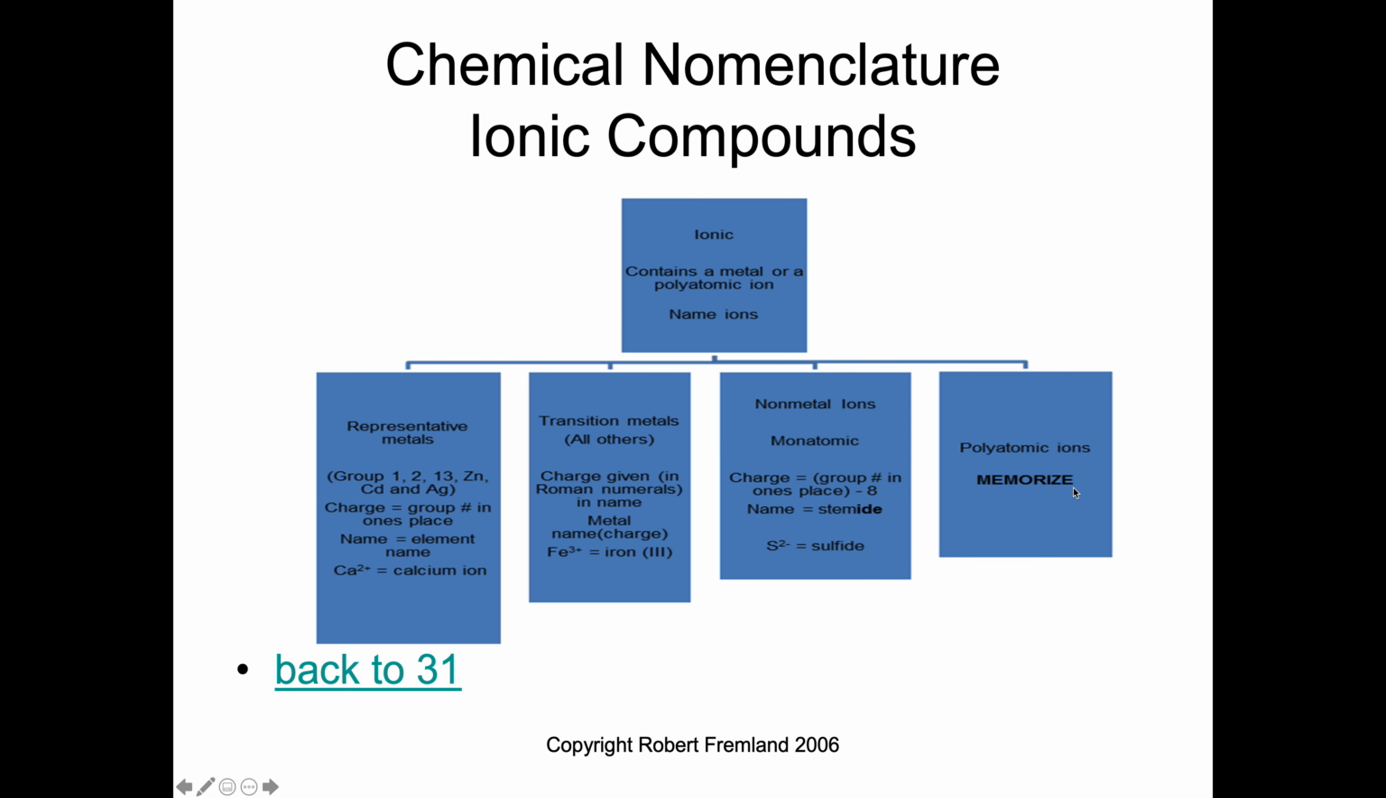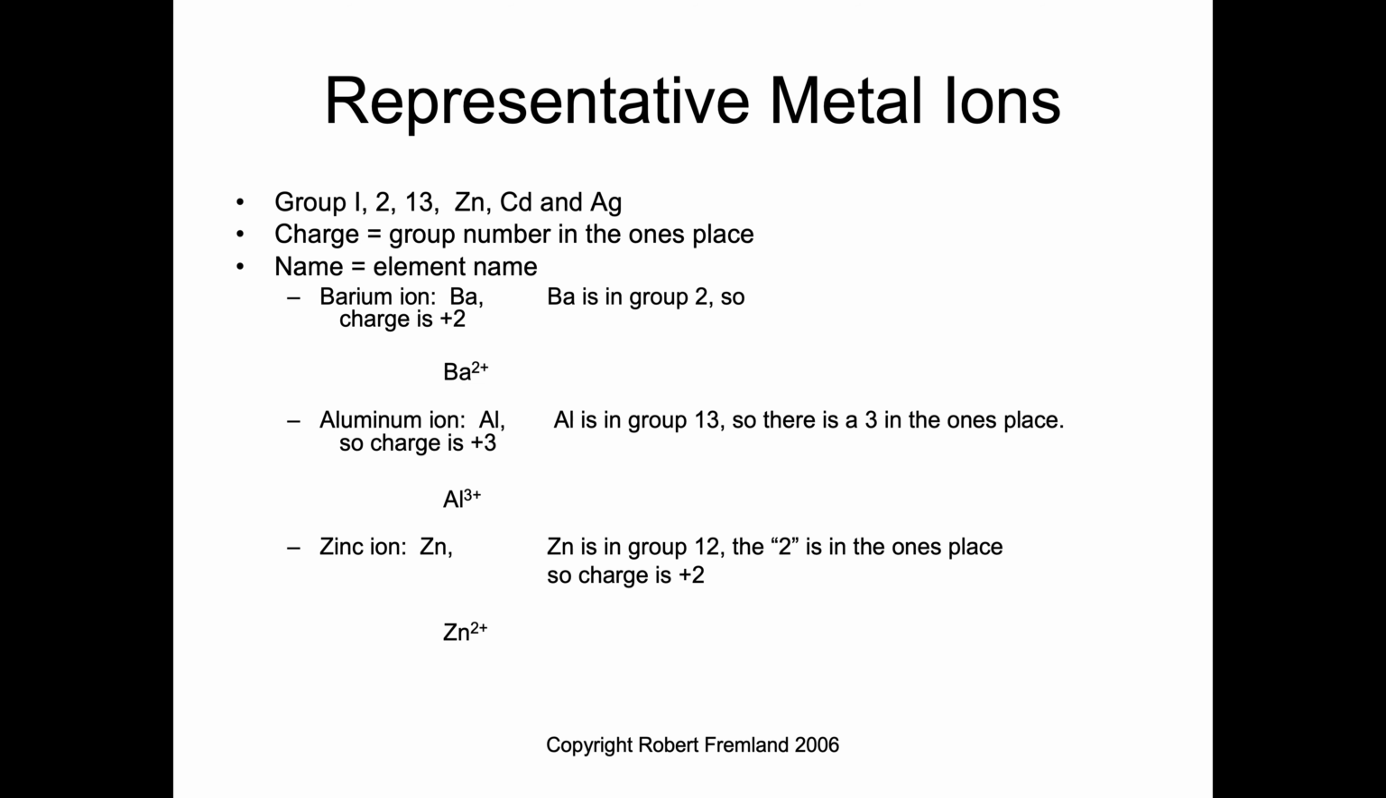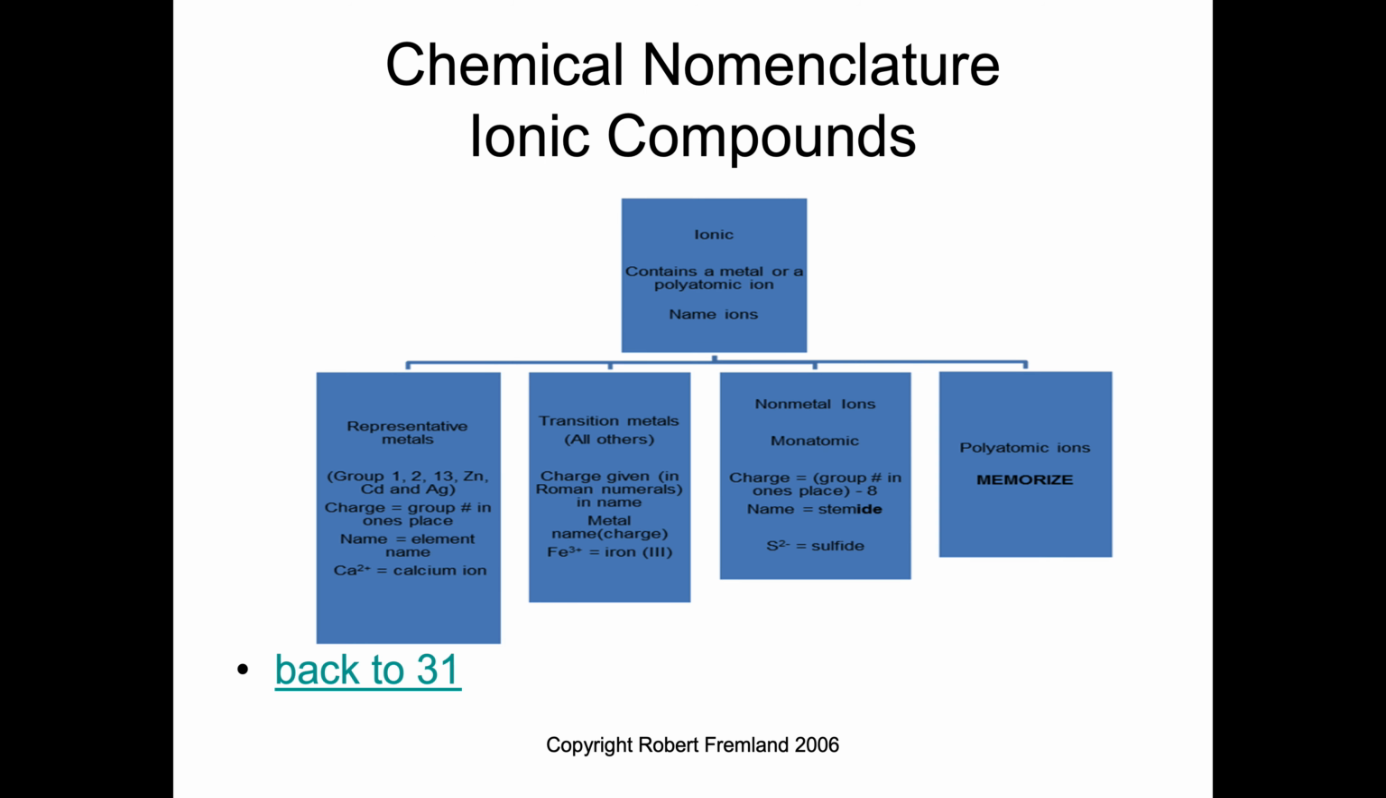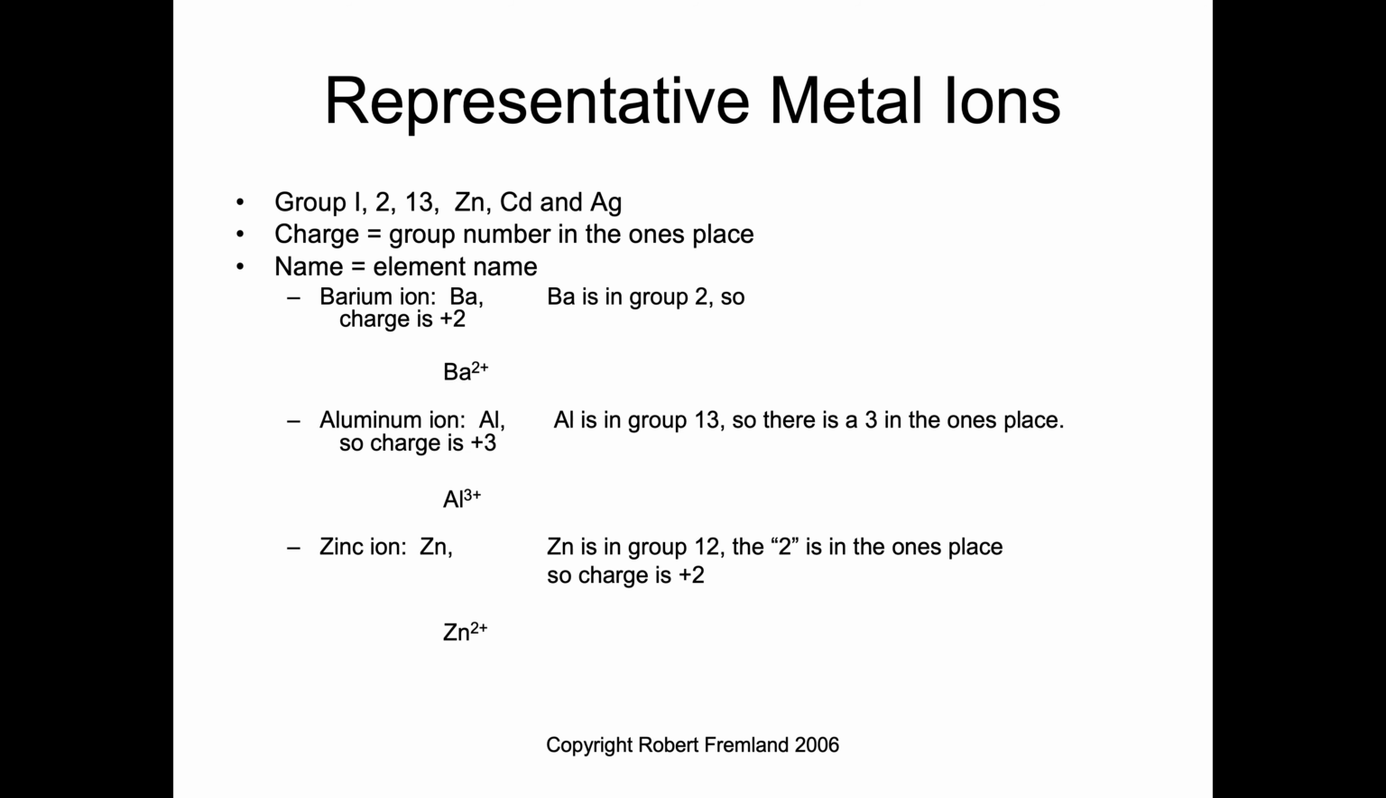And so you can see the boxes here. The next set of slides will explain the boxes. The four types of ions are representative metal ions, transitional and post-transitional, monatomic nonmetal ions, and polyatomic ions. So we'll go through all of these and how to figure out how to put them all together. All right, so this is in flowchart form.